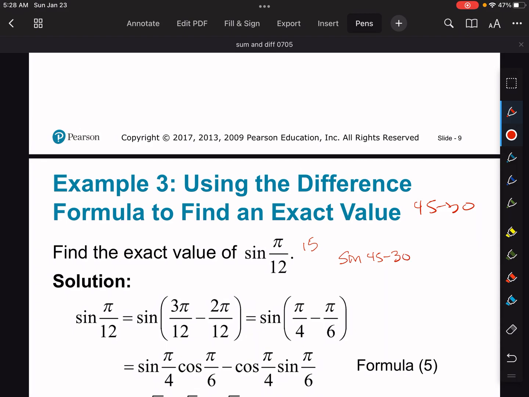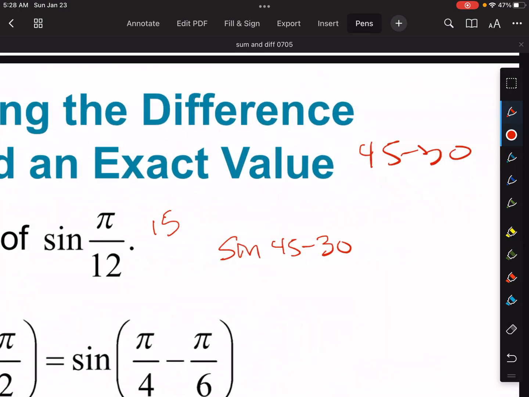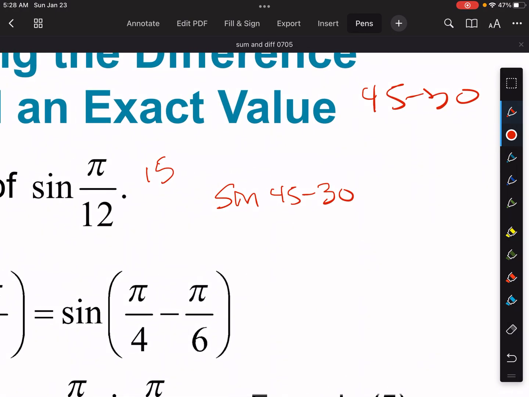So we're doing the difference sine formula. Let me just zoom in here for you guys. Okay, so the sine of 45 degrees, we know that, so we're going to do sine of alpha, which is 45, cosine of beta, which is 30. Okay, and then the sine stays the same, so we're going to subtract. And then we have the cosine of alpha, sine of beta.